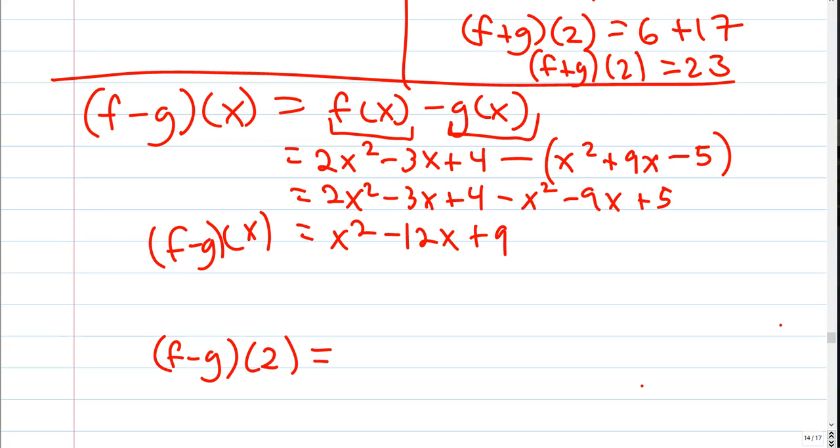How would you do f minus g of 2? Well, I'd plug a 2 into this function, not the 12, in place of the x. So 2 squared minus 12 times 2 plus 9, 4 minus 24 plus 9. How about negative 11?